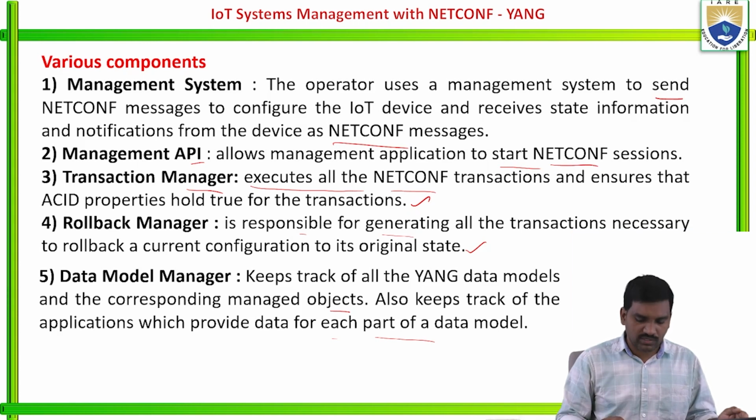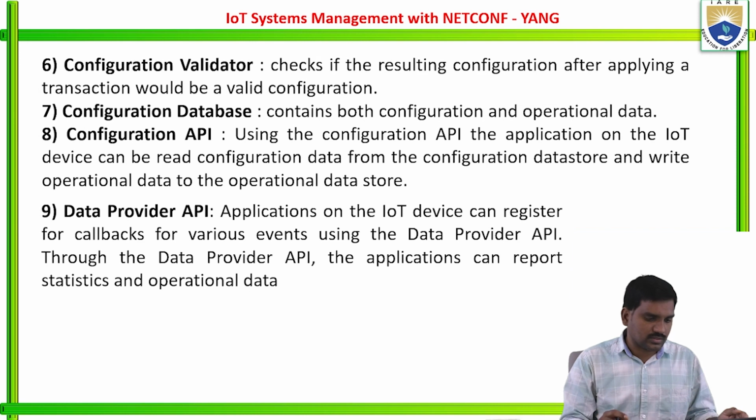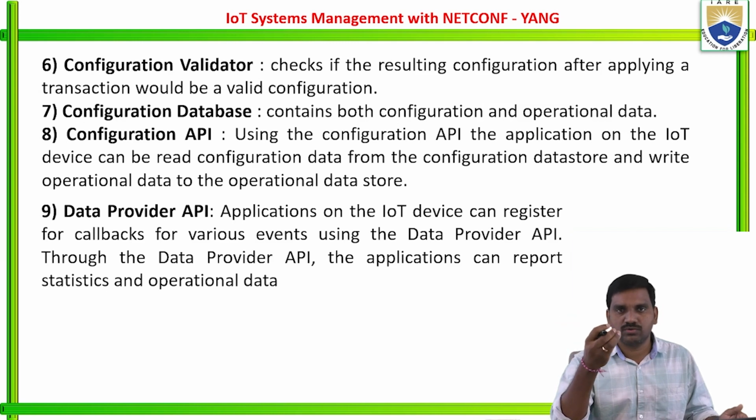components of the IoT device management system. Next, the configuration validator. It checks whether the resulting configuration after applying a transaction would be valid or not. Next, the configuration database. It contains both configuration and operational data, so it consists of two types of data. First, you configure; after configuration, we have to verify with the operational data.